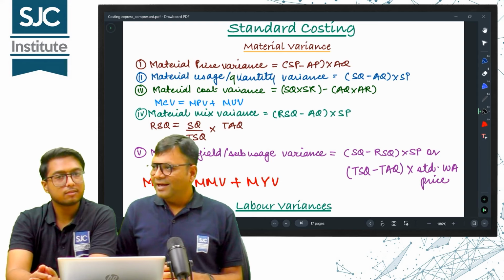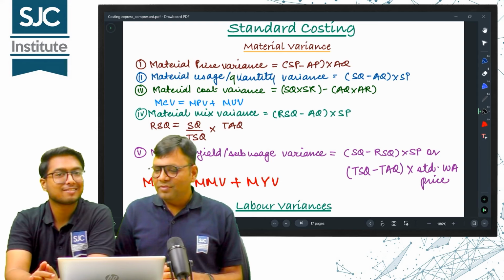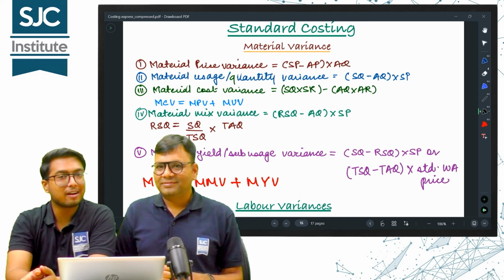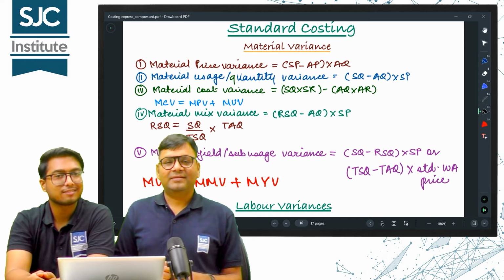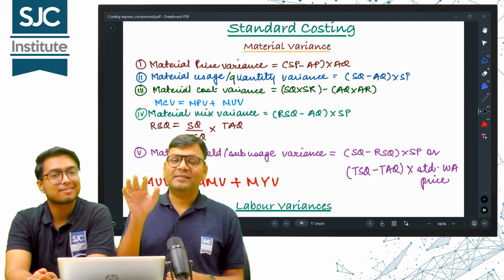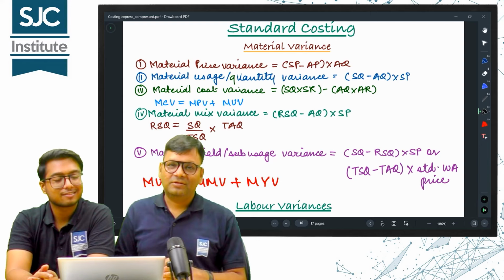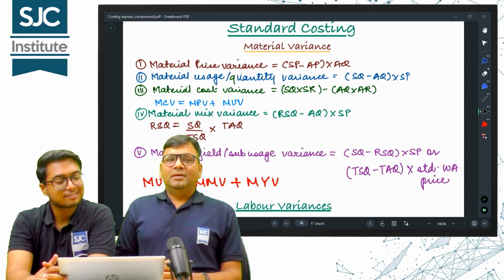Do you remember escalation clause? Yes, sir. What is the formula there? Actual price minus standard price into standard quantity. Yes, there it was AP minus SP into standard quantity. Don't confuse this with the escalation clause of contract costing.